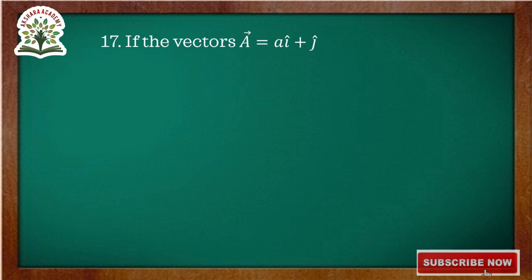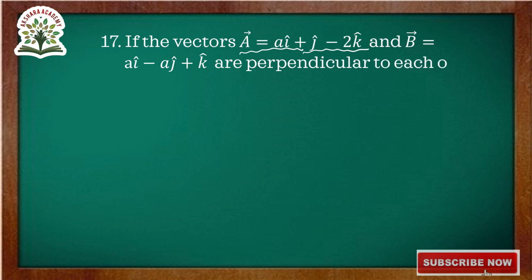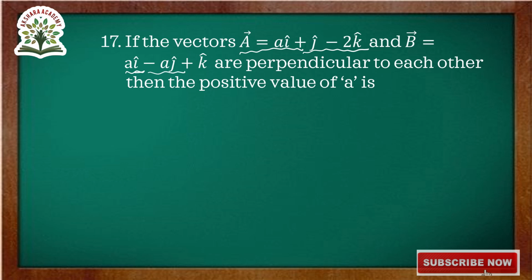If the vectors a bar equals a i cap plus j cap minus 2k cap and b bar equals a i cap minus a j cap plus k cap are perpendicular to each other, then the positive value of a is... Here you have to calculate the value of a in positive value. The given a bar and b bar are two vectors. These are perpendicular to each other. If two vectors are perpendicular to each other, then the dot product is equal to 0.